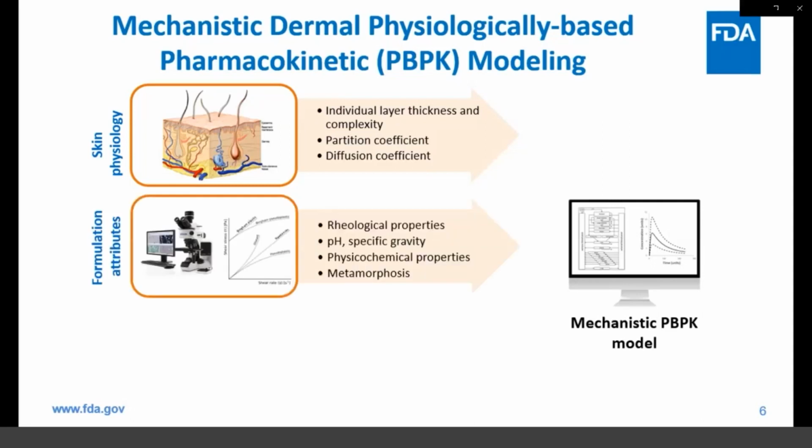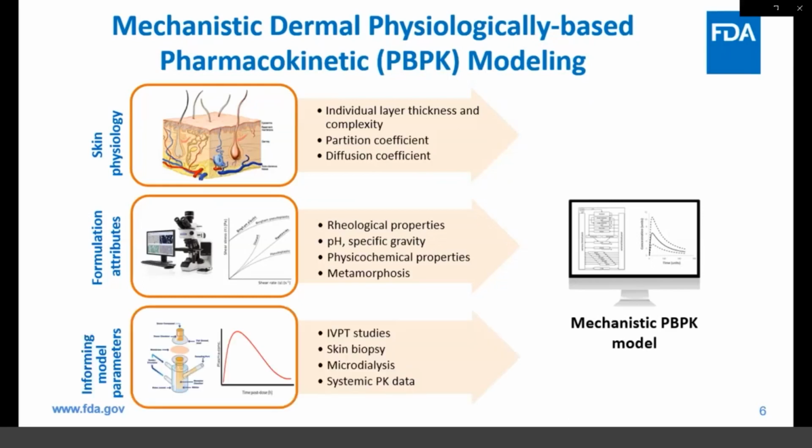The second important component of a dermal PBPK model is the incorporation of formulation attributes. This is particularly important if the model is going to be used for virtual bioequivalence. Critical attributes of test and reference drug products such as rheological properties, pH, specific gravities, physicochemical characteristics of the drug product, and the potential metamorphosis event should be appropriately captured in the model.